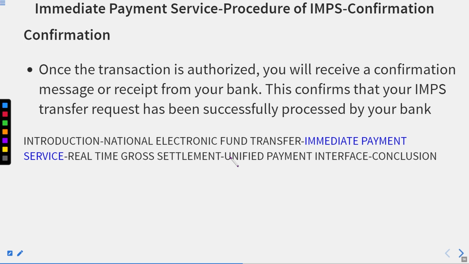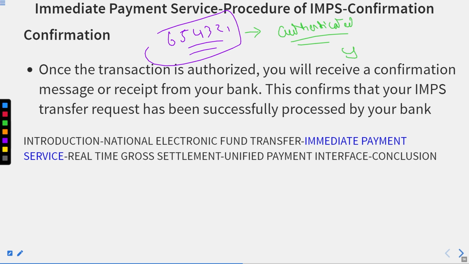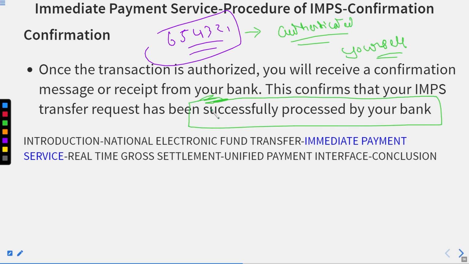Suppose once you press the proceed button, then you receive an OTP of 654321, for example. This is the OTP you have received. Once you fill in this OTP and authenticate yourself, what will happen? The bank will automatically process your transaction, and you will receive a notification which signifies that your transaction has been successfully processed by your bank.